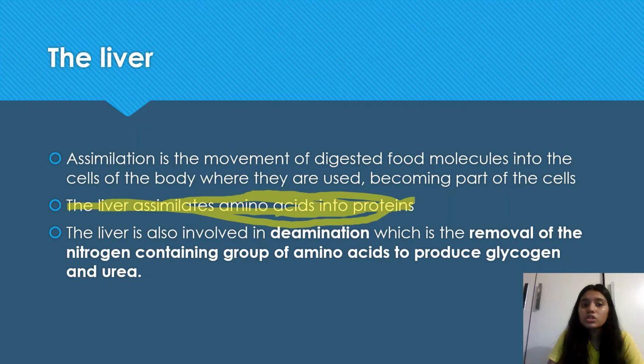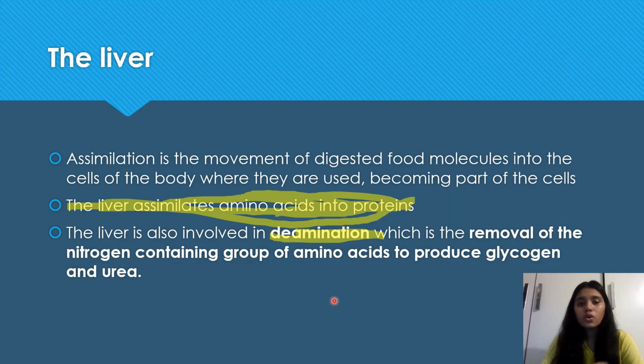Now, the liver also carries out another process called deamination, which is extremely important. Definition comes with 3 marks. You state the term, you get 1 mark. That's a separate question. Stating the term is a separate question. Definition, 3 marks. So basically, deamination is the removal of the nitrogen-containing group of amino acids to produce glycogen and urea.